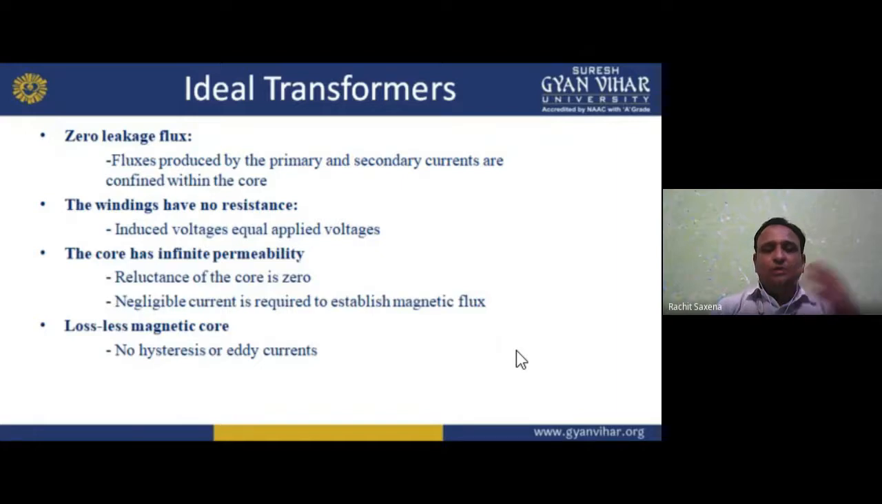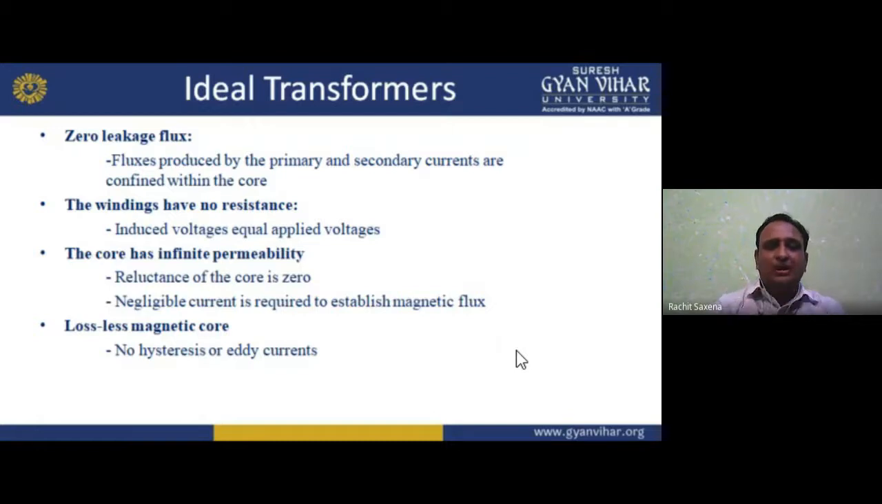If I'm talking about the ideal condition, in the ideal condition I will not make any mistake because I have become a god. I am not a human being. If I am a human being, I make mistakes. So in the practical case we will always find losses. In the practical transformer we have leakage flux, because we have the self-induced EMF E1 and the self-induced EMF of the secondary, that is E2. So leakage flux will be there.